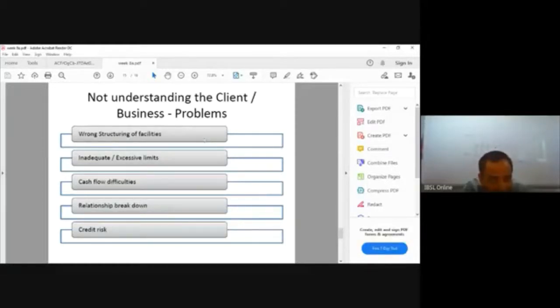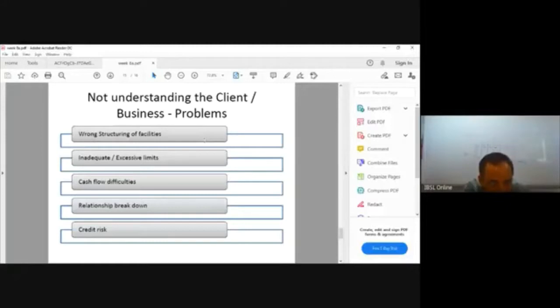Kind of a name lending to a great extent, thinking that company cannot go wrong. And then we don't really look at the purpose, requirement, tenor, and all that. The moment it is asked, it is given.